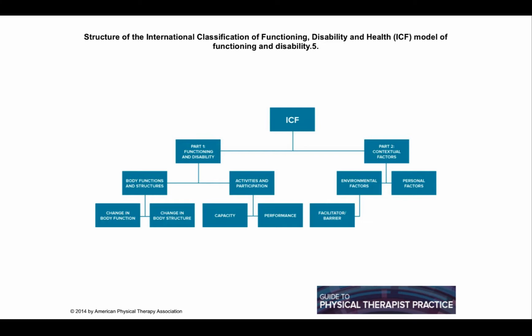So you can see there are two parts. The ICF model on the left has part 1, which is a description of the components of functioning and disability that are associated with a health condition. The functioning and disability include body functions and structures, and activities and participation. The body functions and structures are kind of like your impairments. If you go down on that model, it talks about the changes in body function and the changes in body structure. That might be your loss of strength, your loss of range of motion, your pain, and those changes directly on the body functions and structures.